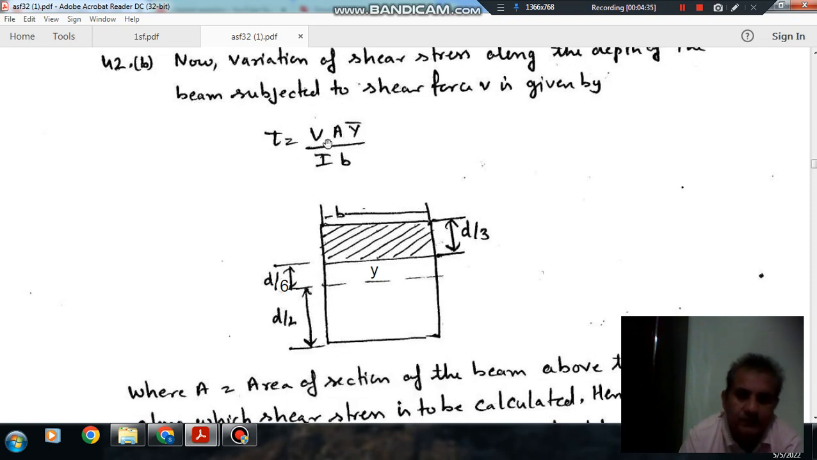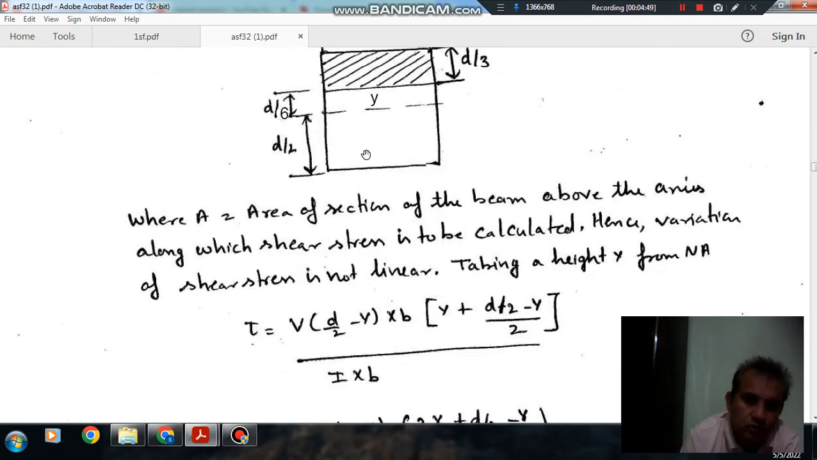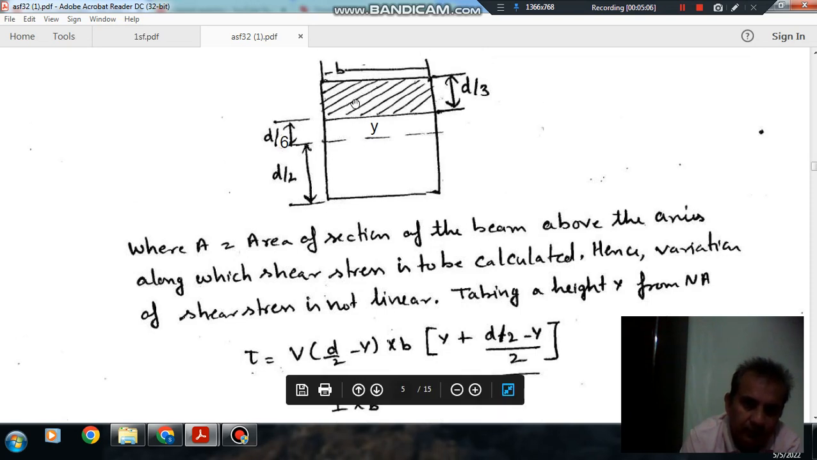The shear stress is given as V A y bar by I b, where V is the shear force, A is the area above the section considered, y bar is the distance of the center of this section to the neutral axis, I is the moment of inertia and b is the width. Suppose we take a section at a distance y. The total is D by 2, so this depth will be D by 2 minus y, and this width is b. So the area is b into (D by 2 minus y).